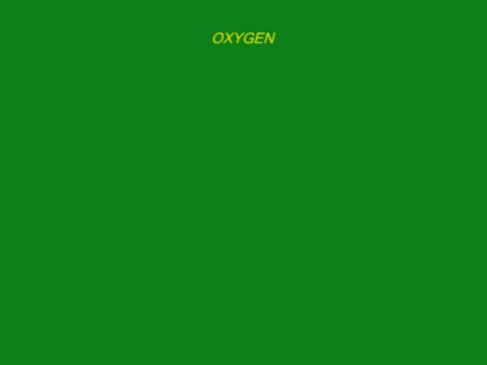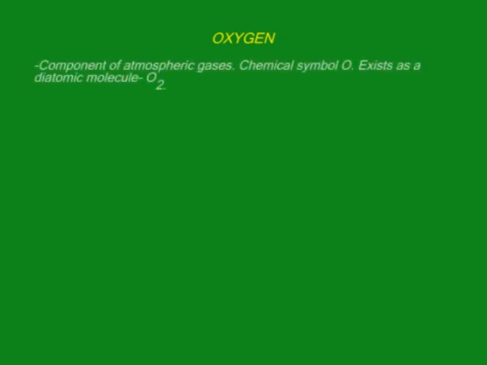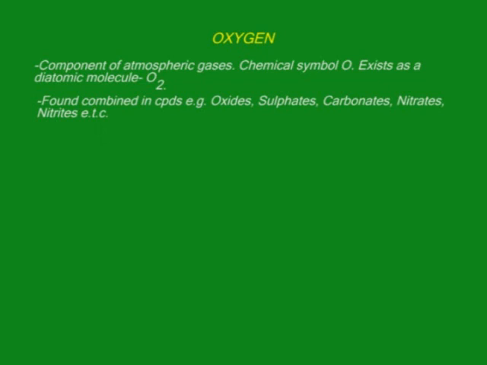Now we look at oxygen in greater detail. Oxygen is a component of the atmospheric gases. Its chemical symbol is a capital O. The atoms of oxygen do not exist independently, but two of them combine to form an oxygen molecule. Oxygen is also found combined in compounds such as oxides, sulfates, carbonates, nitrates, nitrites, and others. It is the most active component of air.